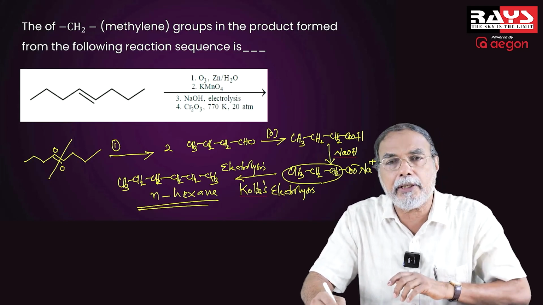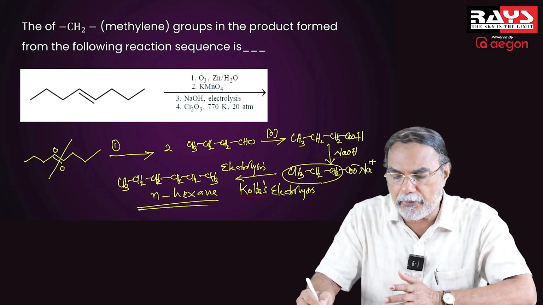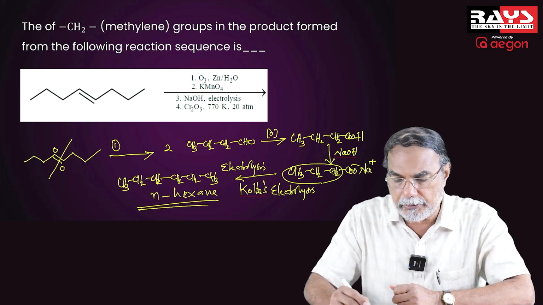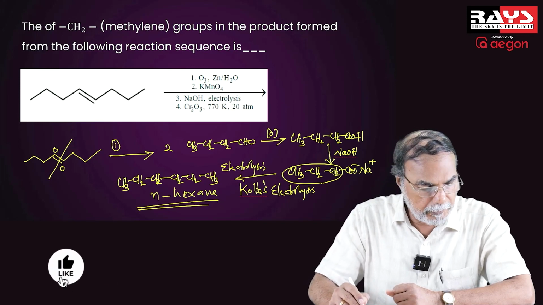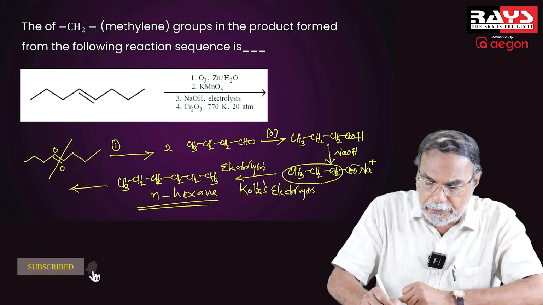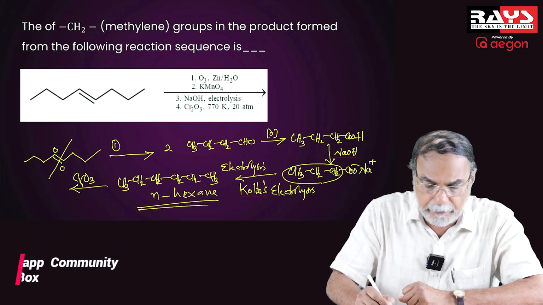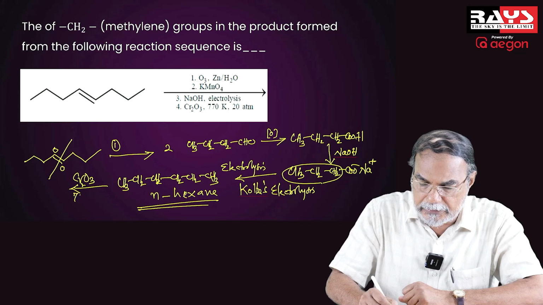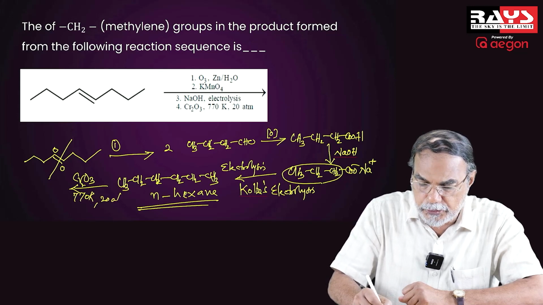This compound is butanoic acid, so this is sodium butanoate, and sodium butanoate on electrolysis in aqueous solution gives normal hexane, the hydrocarbon. Okay? And the last step of the reaction is the reaction with the catalyst Cr2O3, chromium oxide catalyst, at a temperature of something like 770 Kelvin and 20 atmosphere.